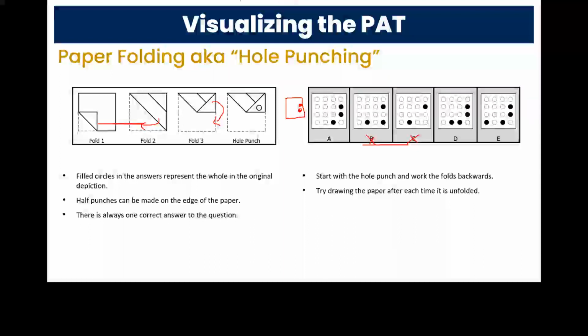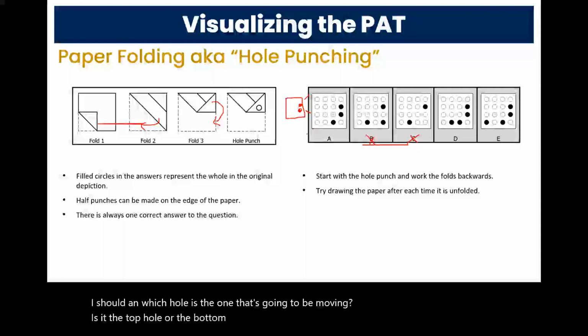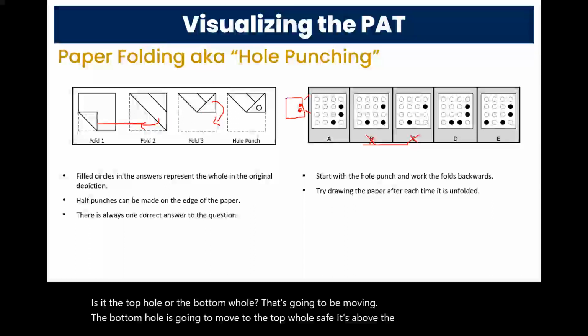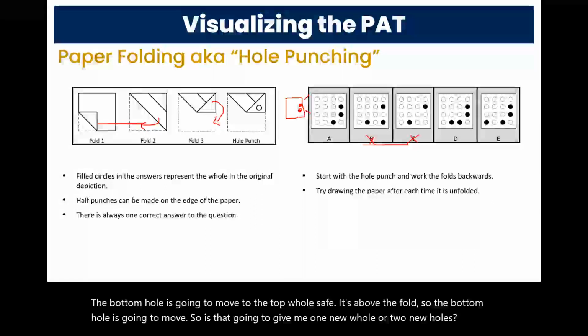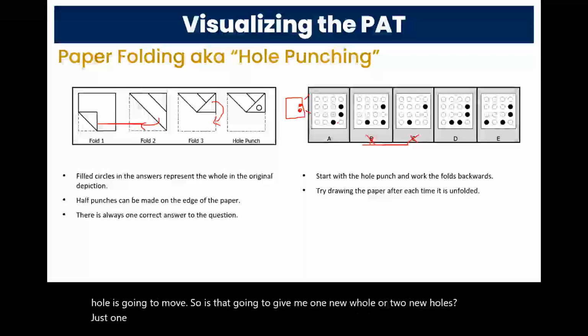Which hole is the one that's going to be moving? Is it the top hole or the bottom hole? The bottom hole is going to move because the top hole is safe. It's above the fold. So the bottom hole is going to move. Is that going to give me one new hole or two new holes? Just one more new hole. What's my answer?